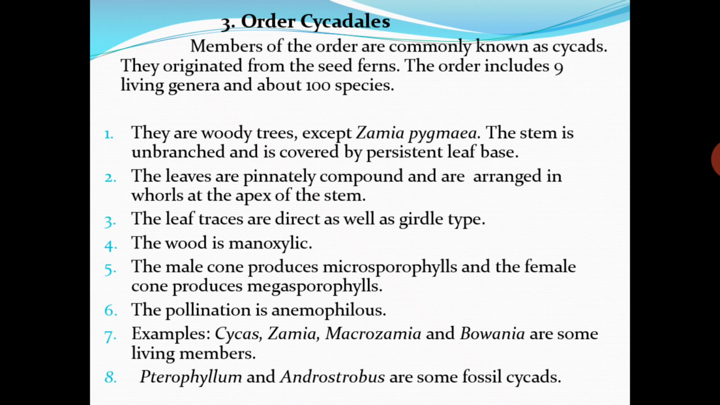The male cone produces microsporophylls and the female cone produces megasporophylls. So here it is dioecious, nothing but male and female reproductive organs are present on different plants. So here one is microsporophylls and another one is megasporophylls. The pollination is anemophilous, nothing but by wind. Examples: Cycas, Zamia, Bowenia are some living members, while Pterophyllum and Androstrobus are fossil cycads.